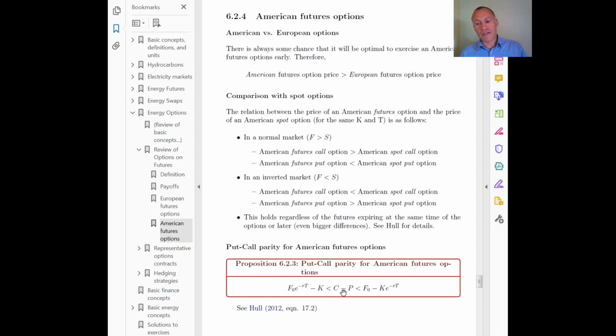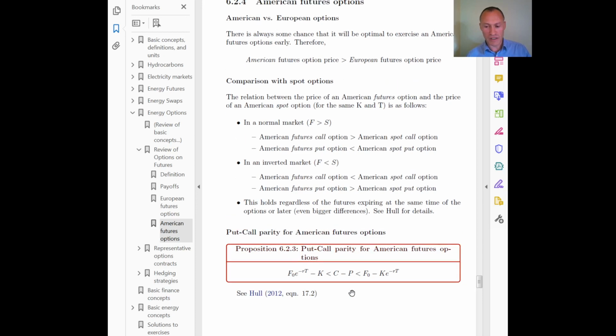So instead of having an equality like we had before, now we have just these bounds on the difference between the call and the put price. In the previous case, the European options, if we knew the price of one option, we could know immediately the price of the other option. Now we cannot go that far. We can just say that if we know the price of one option, the price of the other option is within this range. And that's as far as we can go.